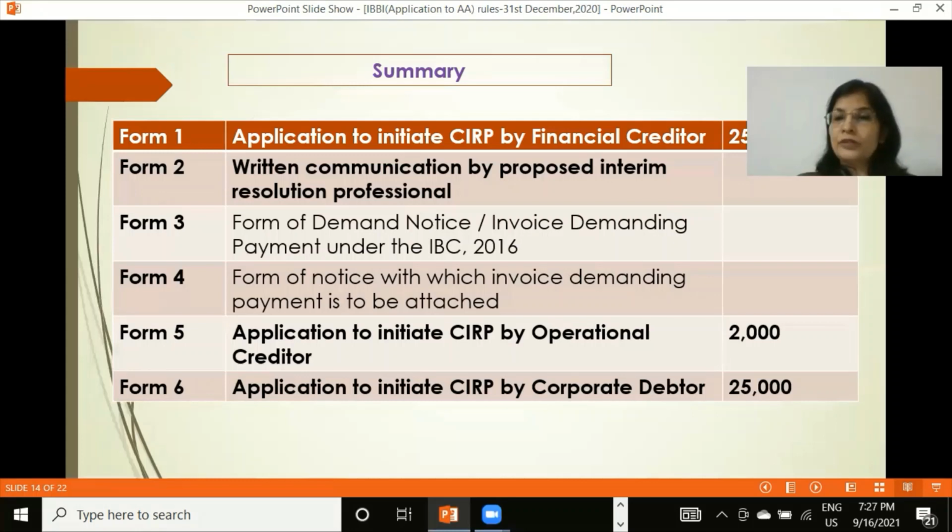Whether it's with the Form 3 or it's with the Form 4, it has to be specifically mentioned that had it not been responded in 10 days, either by making the payment or by submitting the proof of the payment or proof that it is being disputed, whether in a suit or in an arbitration proceedings, CIRP will be initiated.